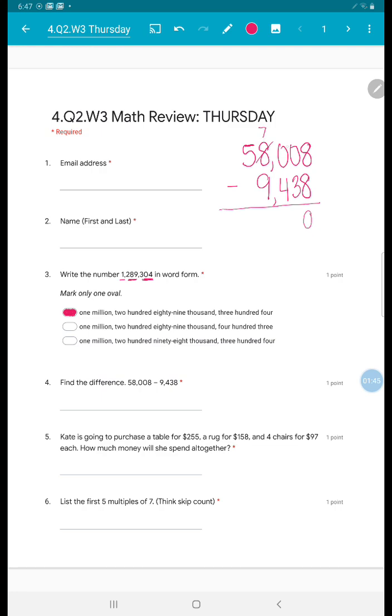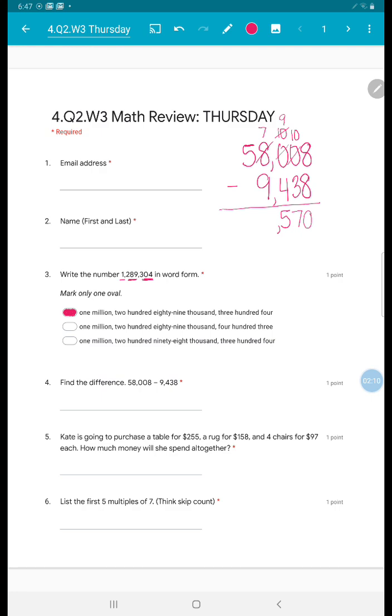So that leaves me with 7 thousands. I can trade those 7 thousands for 10 hundreds, but that doesn't help me in my tens place. So I'm going to take one of those hundreds and give it to the tens. So 10 tens equals 100. Now I have 10 minus 3, which is 7. 9 minus 4, which is 5.